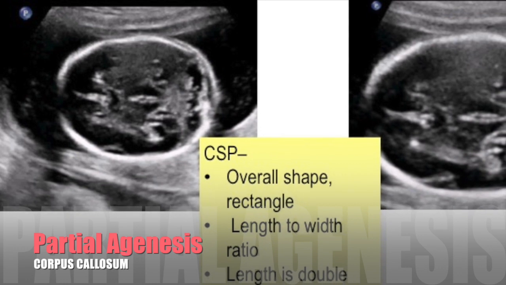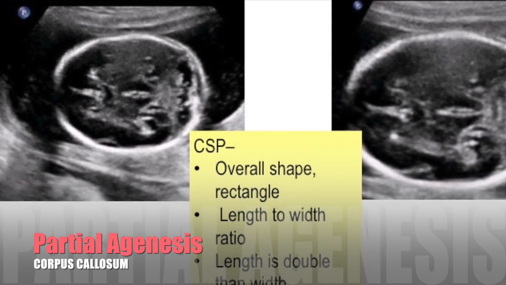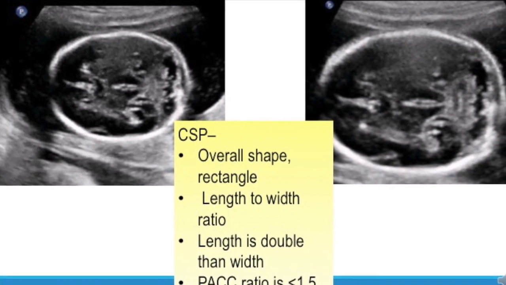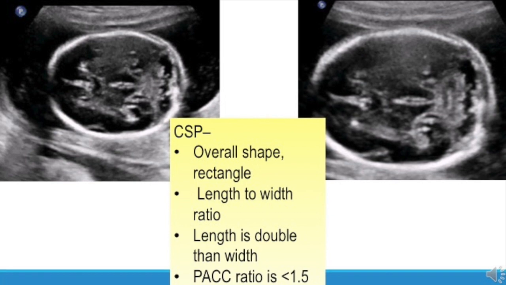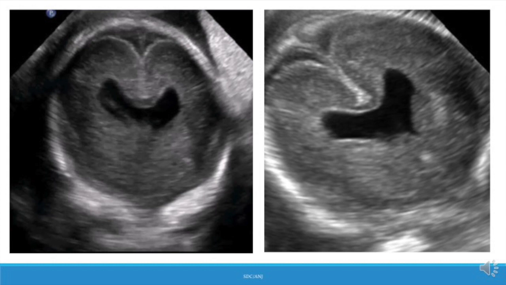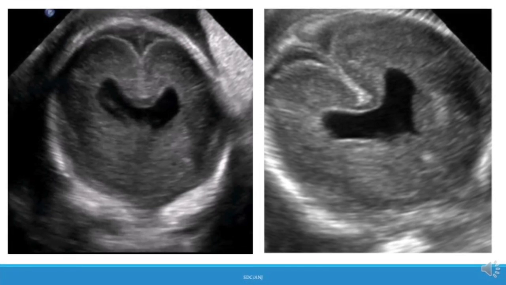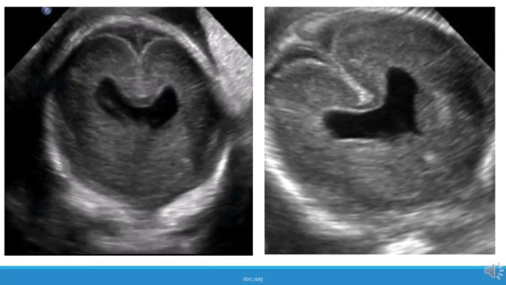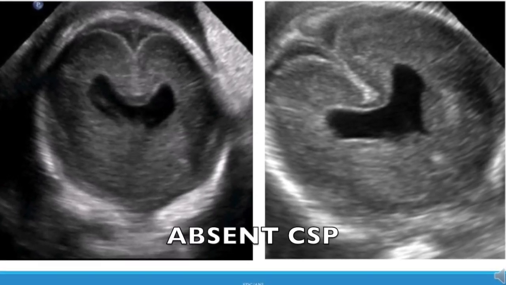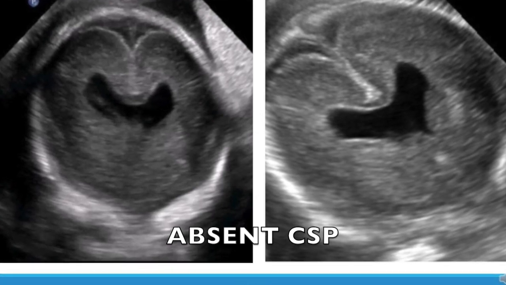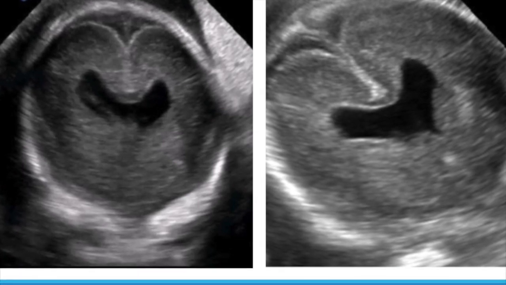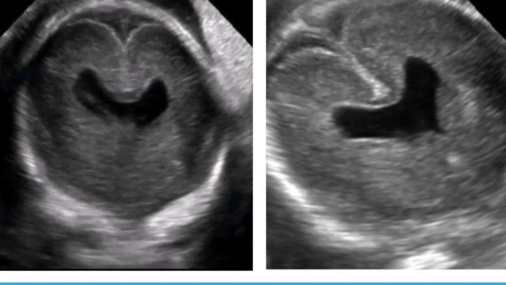We saw the normal ratio is actually 2 and always more than 1.5, but in partial agenesis of corpus callosum, even though you feel the CSP is seen, the shape is abnormal and the ratio is less than 1.5. As you can see here, there is a continuous cavity and an absent cavum septum pellucidum, but the corpus callosum is present. So mind you, the absent cavum septum pellucidum does not always mean that the corpus callosum is absent. You have to search for the corpus callosum.